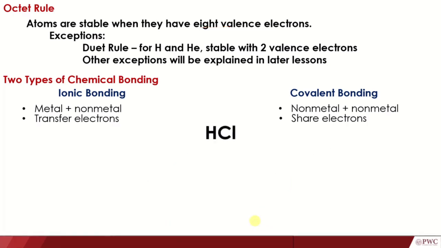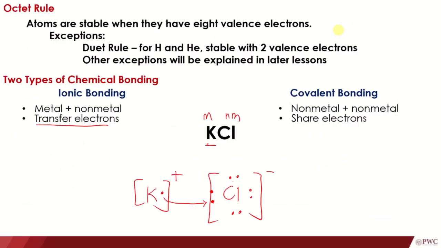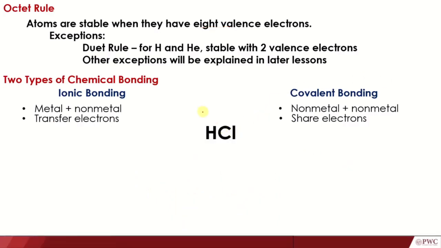Let's have another one. Let's have HCl, so here hydrogen and Cl. First, hydrogen is over here. This line here separates the metals from the non-metals. These are the non-metals, these are the metals, except for hydrogen. Hydrogen is an exception. Hydrogen is also a non-metal.